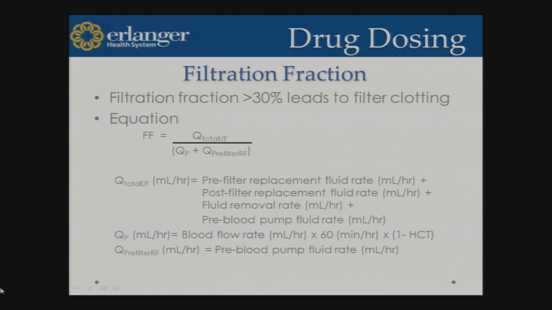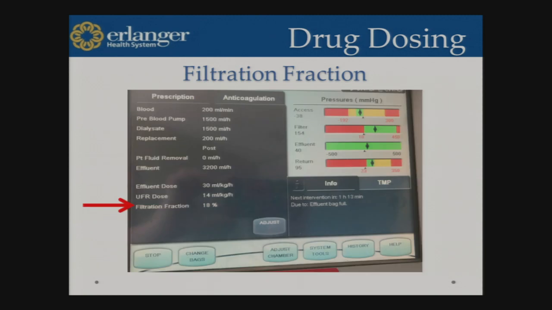Filtration fraction is something that's probably not super important to you, but if you are rounding and you notice that the CRT machine is constantly off due to filter clotting, this may be the reason. So filtration fractions of greater than 30% can lead to filter clotting. I have provided the equation here for completeness' sake, but I don't calculate this because our machines tell us what it is.